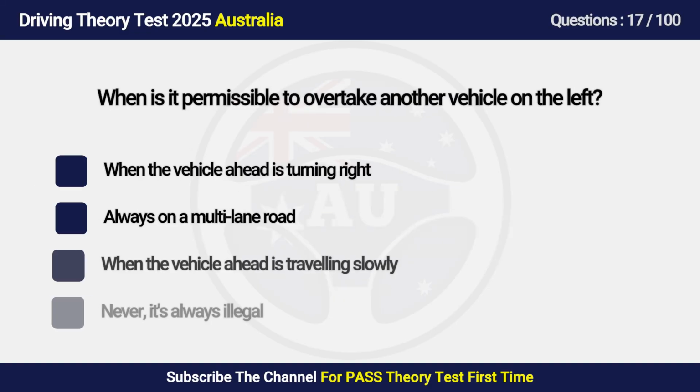Question 17. When is it permissible to overtake another vehicle on the left? A. When the vehicle ahead is turning right. B. Always on a multi-lane road. C. When the vehicle ahead is traveling slowly. D. Never. It's always illegal.